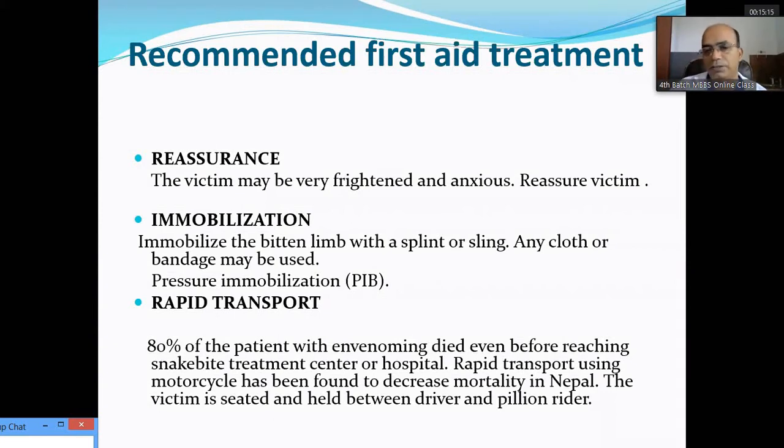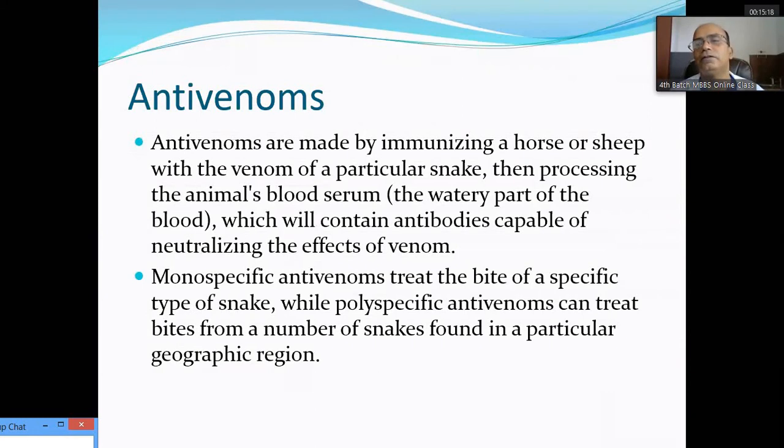Antivenom, particularly I'd like to talk about antivenom today. Last time I did not have much time to explain about antivenom. Antivenoms are antibodies capable of neutralizing the effect of venom. I already told you antivenom is supplied by the government to government institutions, so it is not available in private hospitals and private pharmacies. So you cannot buy antivenom in the market.